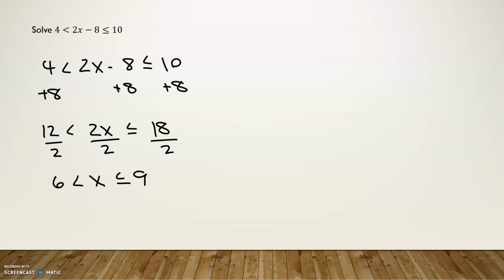So what we're saying is x is between these two numbers, 6 and 9. It's not including the 6, but it is including the 9. On our number line, if we have 0 right here, I'll write 6 right here and 9 right here. I'm going to have an open circle for 6 and a closed circle for 9, and then draw a line between the two. That represents x going between 6 and 9, not including 6, but including 9.